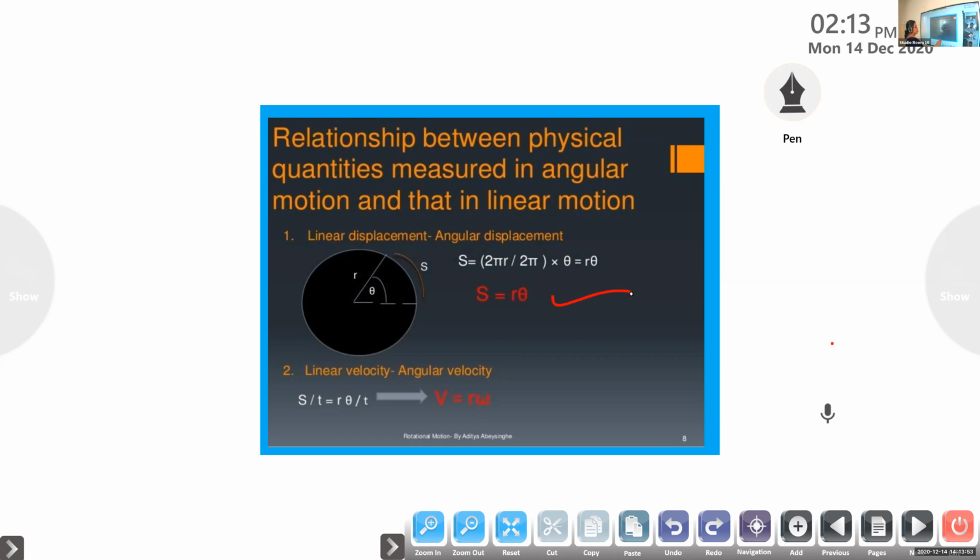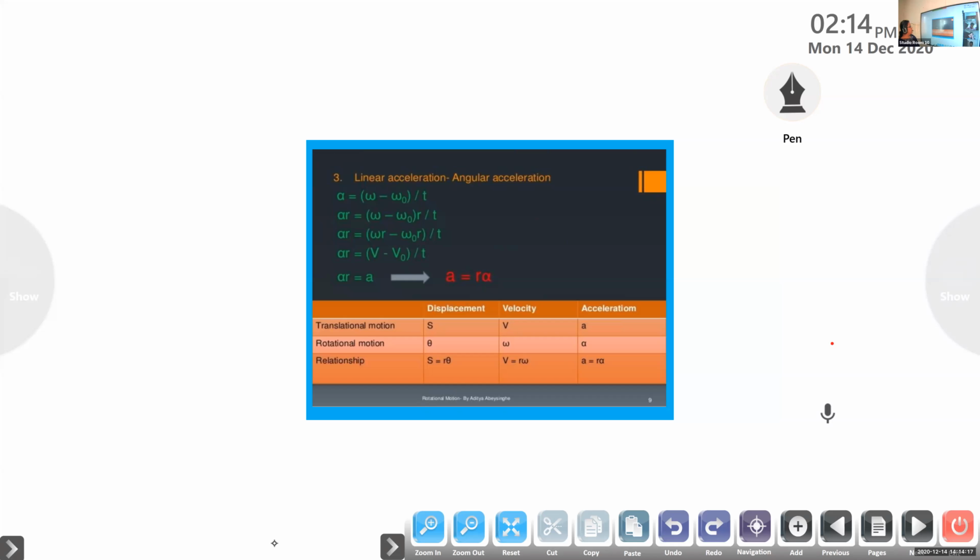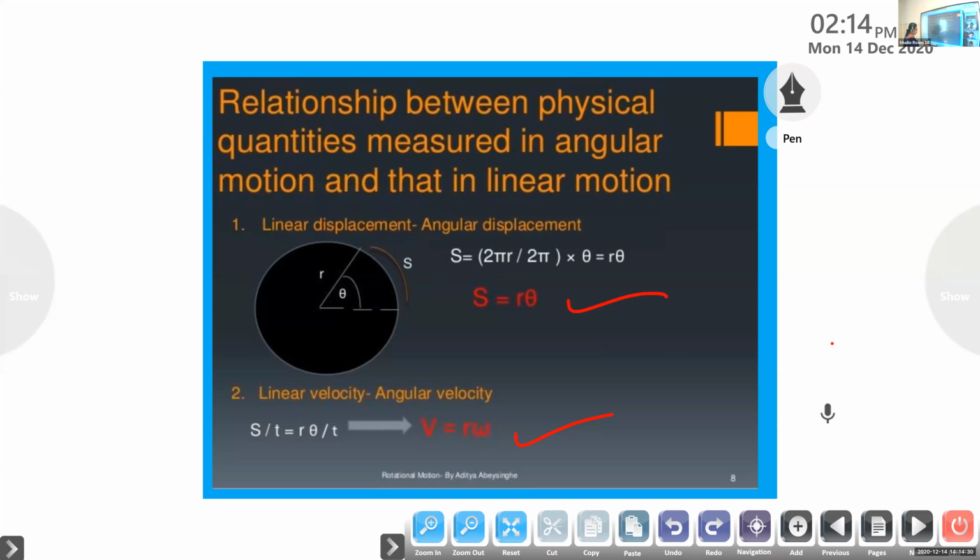Then this also we have learned: V is equal to R omega. How we are getting it is also written here. S by T is linear velocity, R theta by T is angular velocity. So same thing, repetition. One more thing you have to write: acceleration, linear acceleration. After continuing this repetition, you can write it under this third one.